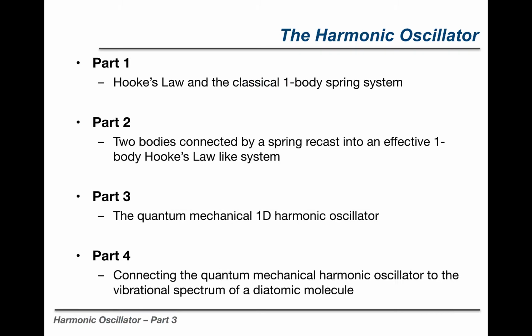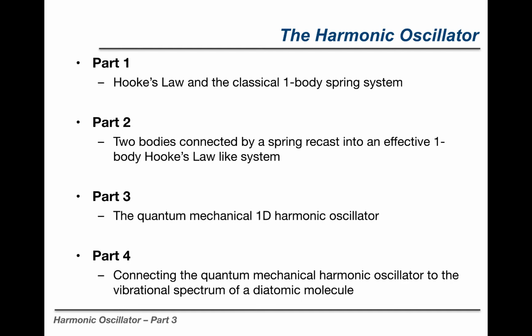So when we discuss the harmonic oscillator, already begun in class, we break this topic up into four general parts. In the first part that we've already described, Hooke's law and the classical one-body spring system was described, and the equations of motion describing how that system propagates in time was derived in class. We then looked at two-body systems connected by a spring, and we were able to recast that classical system into an effective one-body Hooke's law system.